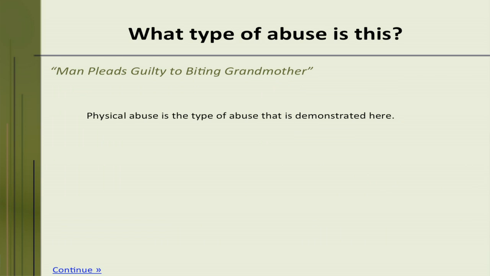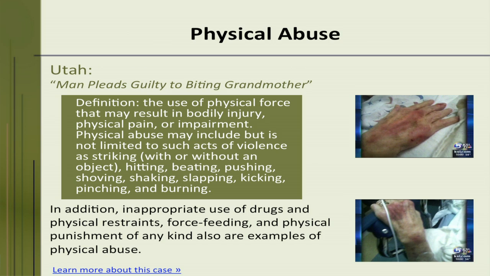Well, if you chose physical abuse, you made the right choice. The definition of physical abuse is the use of physical force that may result in bodily injury, physical pain, or impairment in the older adult. It includes, but isn't limited to, acts of violence such as striking, beating, hitting, biting, pushing, kicking, slapping, and also using drugs and physical restraints to restrain an older adult, force feeding, and physical punishment of any kind.